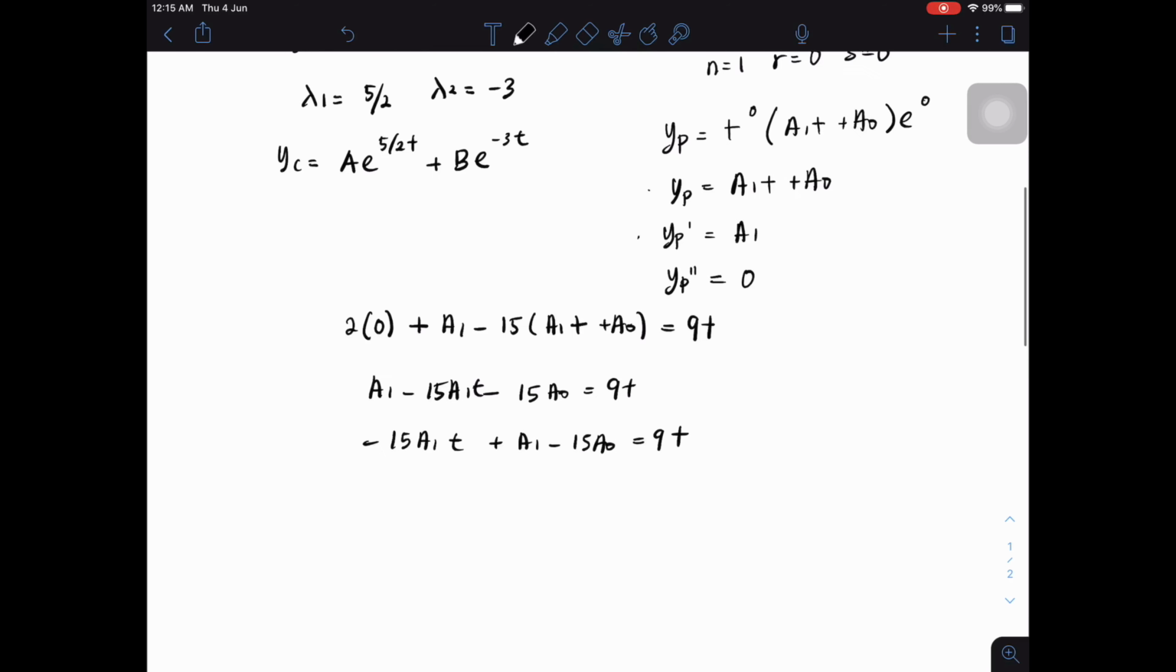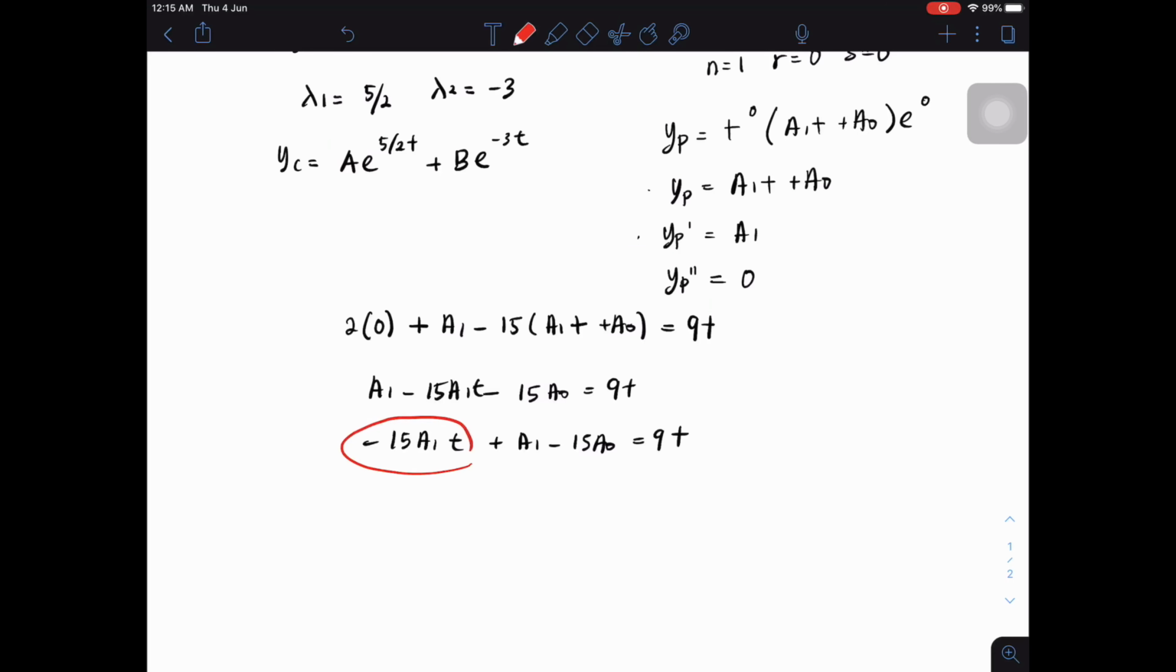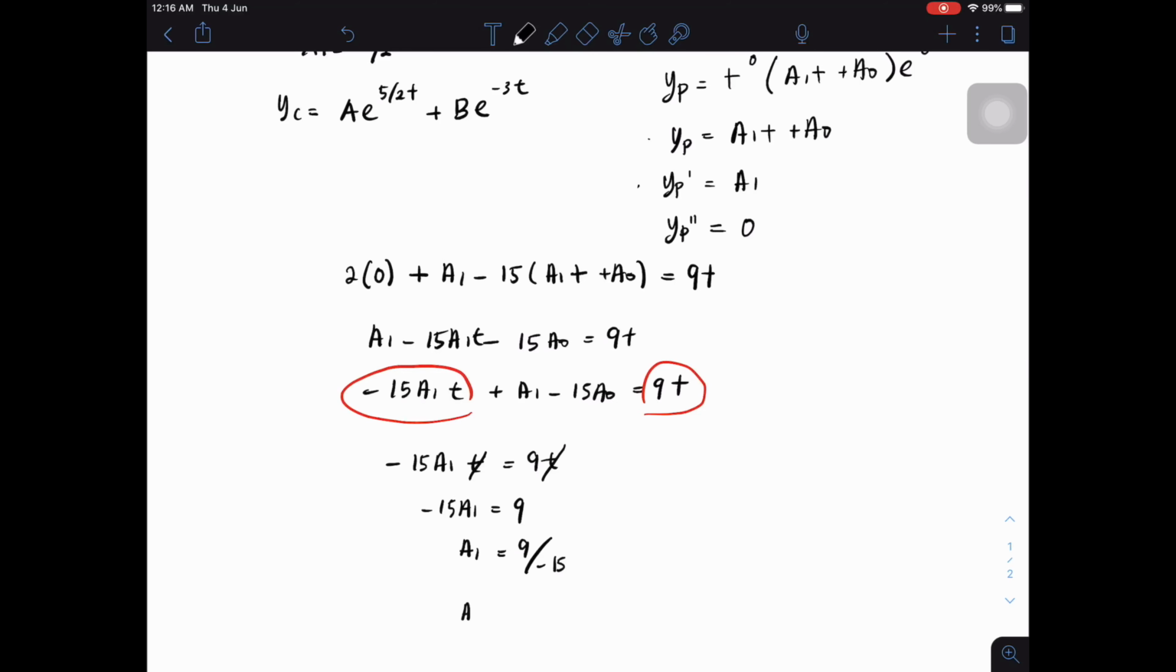So you do a comparison: the same term here has t and here has t. So what we have is negative 15 a1 t equal to 9t. Cancel out the t here, so negative 15 a1 equals 9. So you will have a1 equal to 9 over negative 15, where a1 is equal to negative 3 over 5.